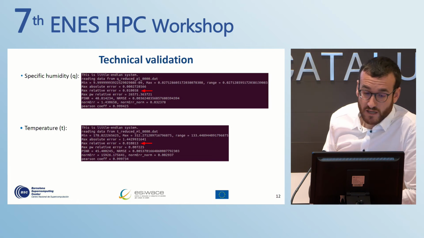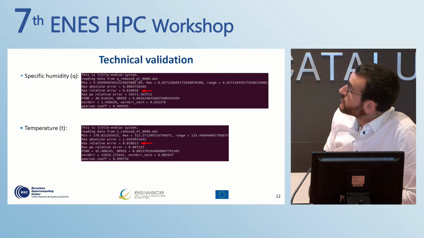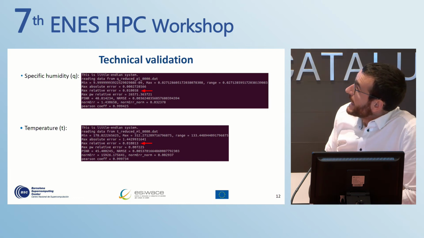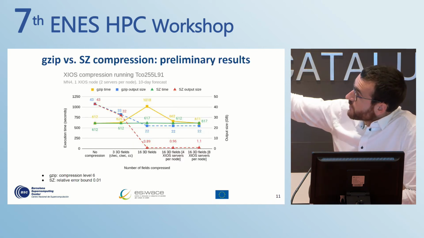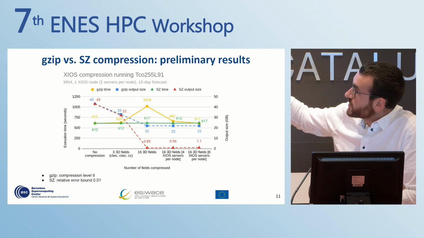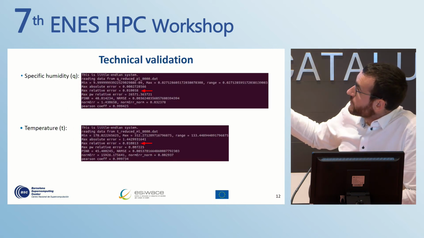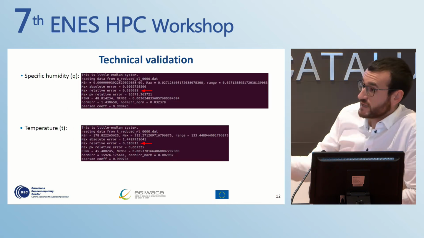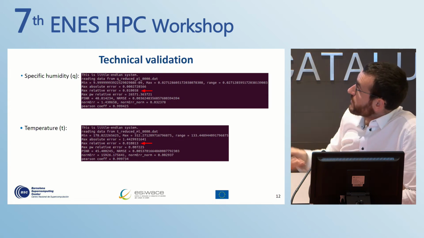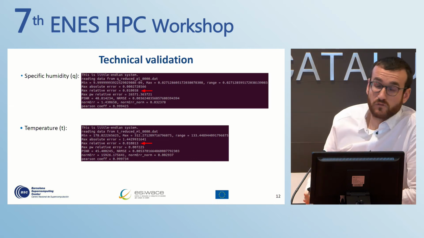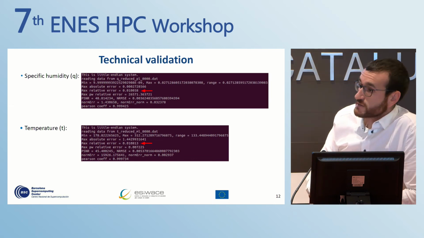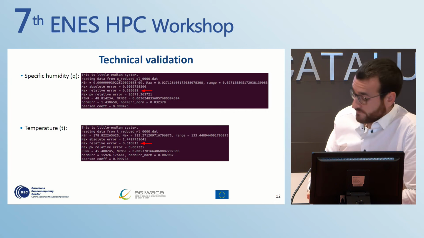As I said, for example, in these 2 images, we are setting an error bound of 0.01, and the EZ tool is maintaining this error bound within the limits, for example, for the specific humidity and temperature. But again, this is a proof of concept, and this is just a pure technical validation, not a scientific one.